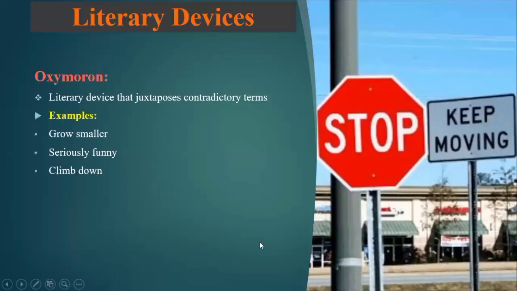तो हम डिस्कस कर रहे थे कुछ लिटरेरी डिवाइसेस। तो नेक्स्ट जो है वो है ऑक्सीमोरॉन। इट इज अ लिटरेरी डिवाइस that juxtaposes contradictory terms. For example, grow smaller, seriously funny, clamp down. Oxymoron include two opposite words. For example, grow smaller. These are opposite to each other.